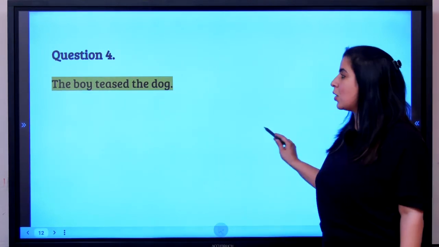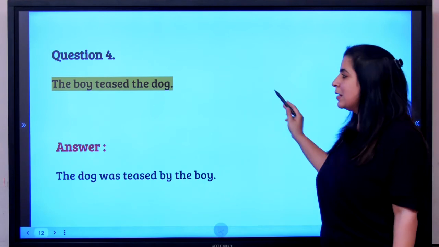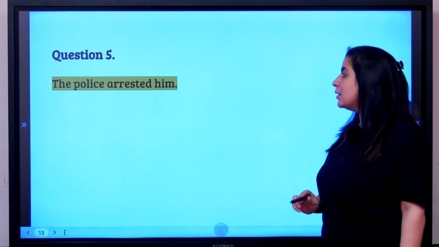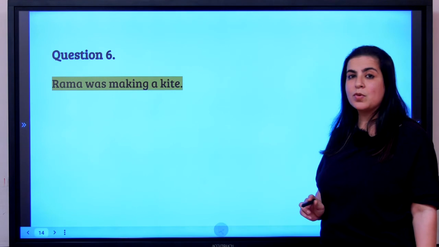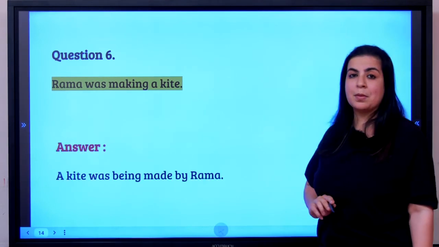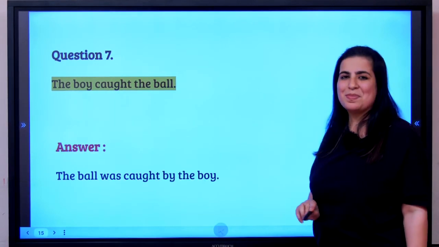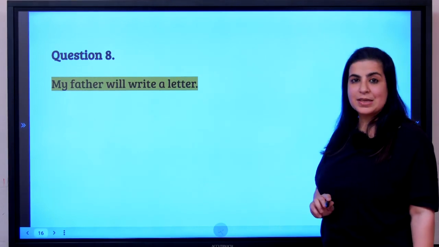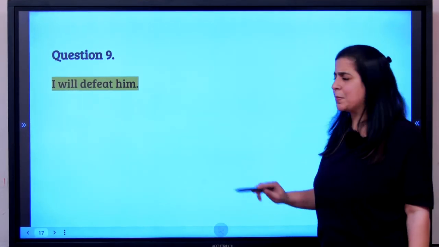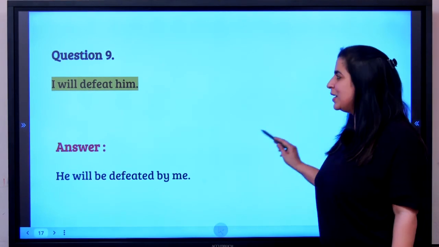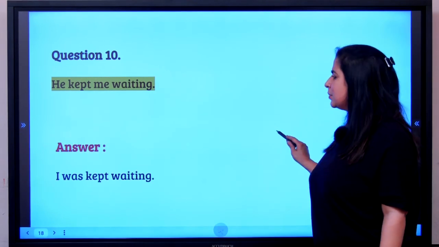The boy teased the dog. The dog was teased by the boy. So the dog has become the subject. The police arrested him. He was arrested by the police. Rama was making a kite. A kite was being made by Rama. The boy caught the ball. The ball was caught by the boy. My father will write a letter. A letter will be written by my father. I will defeat him. He will be defeated by me. He kept waiting. I was kept waiting.